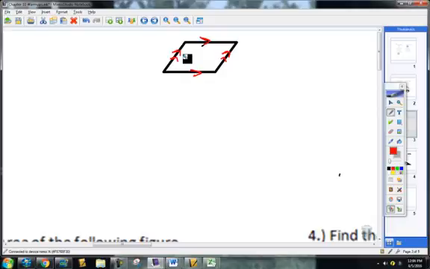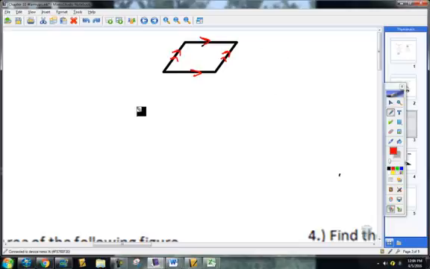Okay, this is a parallelogram. It has opposite sides parallel. I could draw any four-sided figure up here, something like that. That's a quadrilateral, but we don't call it any other special name because it's just a four-sided figure. A parallelogram is a four-sided figure, but it has another characteristic that makes it what it is, and that is that opposite sides are parallel to each other.